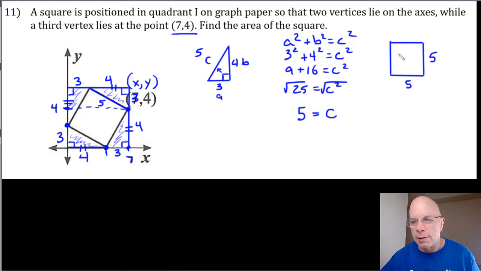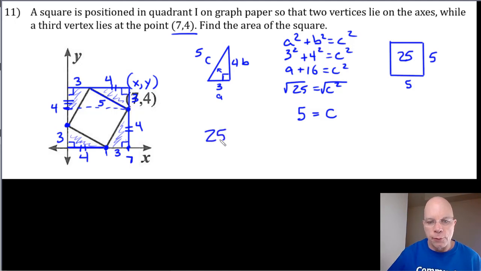So the square's area must be 25. So the area of the square is 25. We weren't given any units, so we'll just say units squared.